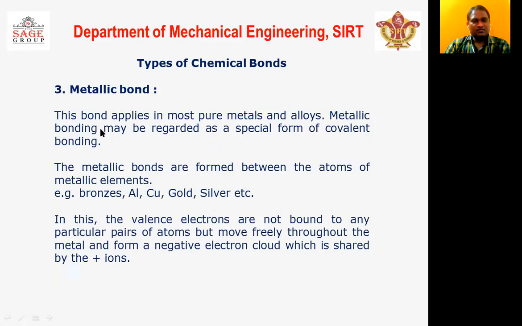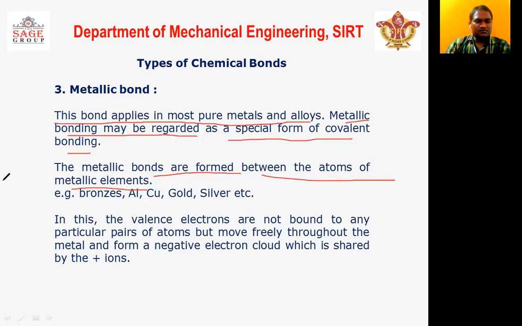Now the last is the metallic bond. This bond applies in most pure metals and alloys. Metallic bonding may be regarded as a special form of covalent bonding. The metallic bonds are formed between the atoms of metallic elements. In the ionic bond, we have seen that bonding develops between a metal and a non-metal, and in the covalent bond, between non-metals. But in the metallic bond, the bonding develops between metal and metal. So in this category, there is a role of metals.